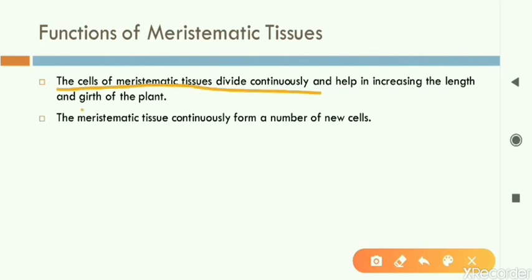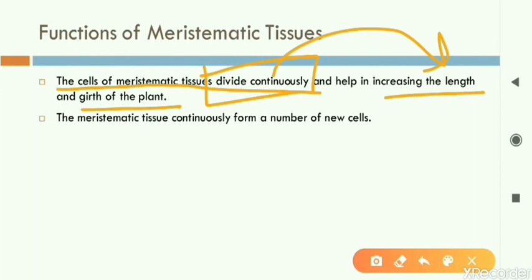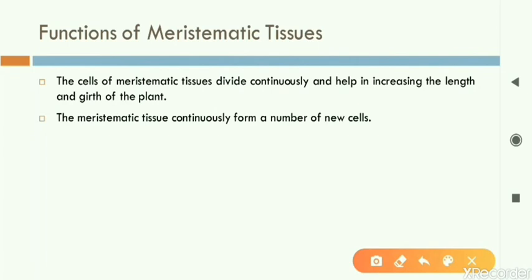Let us have a discussion on this. The cells of the meristematic tissue divide continuously, as it was given in the definition. Meristematic tissues are actively dividing, so that is their function only. These cells divide continuously, and by this cell division what will happen? There will be an increase in the plant length and the plant girth. Girth means the width of the plant increases. First and the most important function is this only.